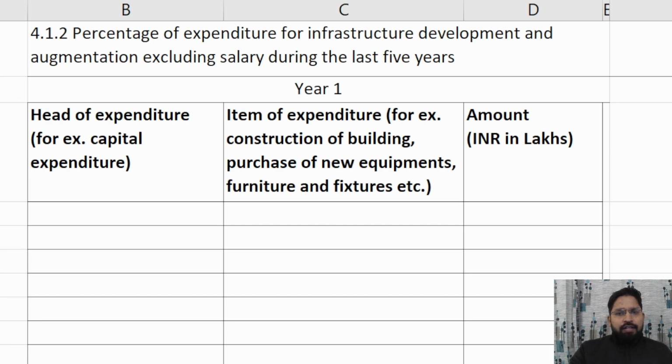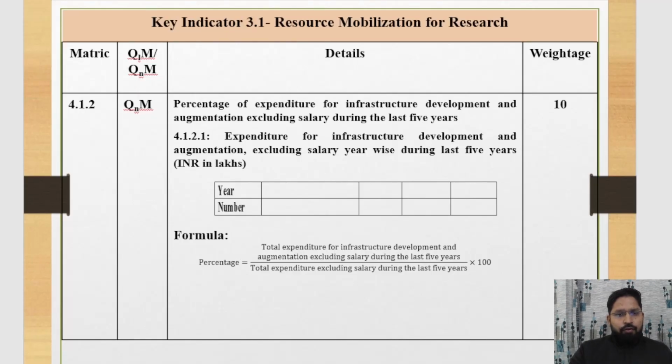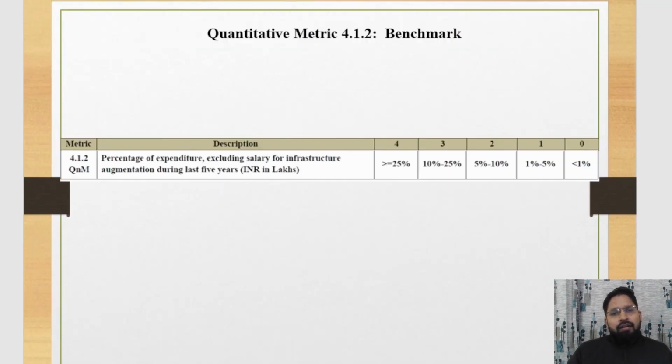Now we discuss the benchmarks of this metric 4.1.2, percentage of expenditure excluding salary. If the expenditure percentage is greater than or equal to 25%, then your institute will receive grade 4. If the expenditure lies between 10 to 25%, then your institute will achieve grade 3. And similarly, you can see in this table.